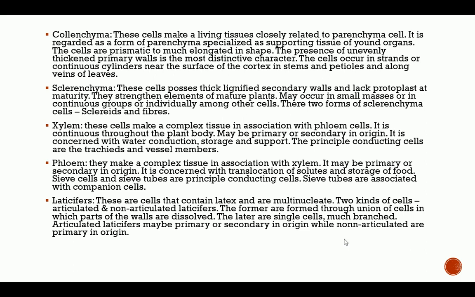What it means is that there are two types. The articulated are cells that are fused together, with a series of nuclei existing in that chain of cells, forming a strand, a pathway in which materials such as latex, resins, gums, and other things are found. We have the non-articulated ones, which are single cells with one nucleus per cell. The articulated laticifers may be primary or secondary in origin, while non-articulated are primary only in origin.